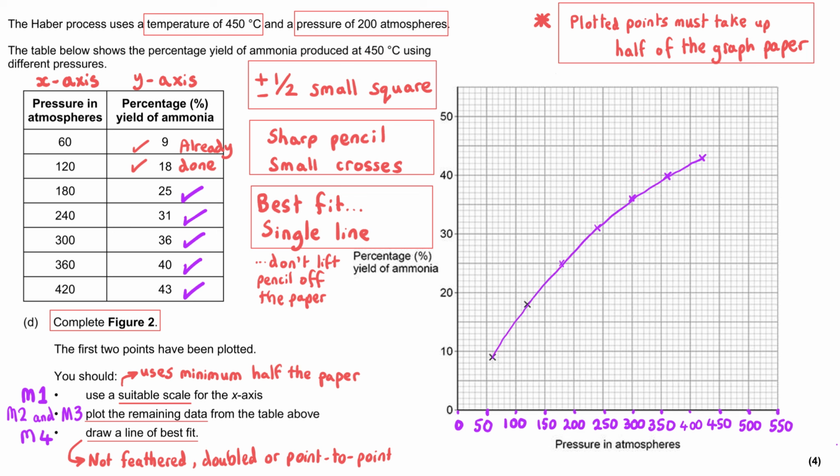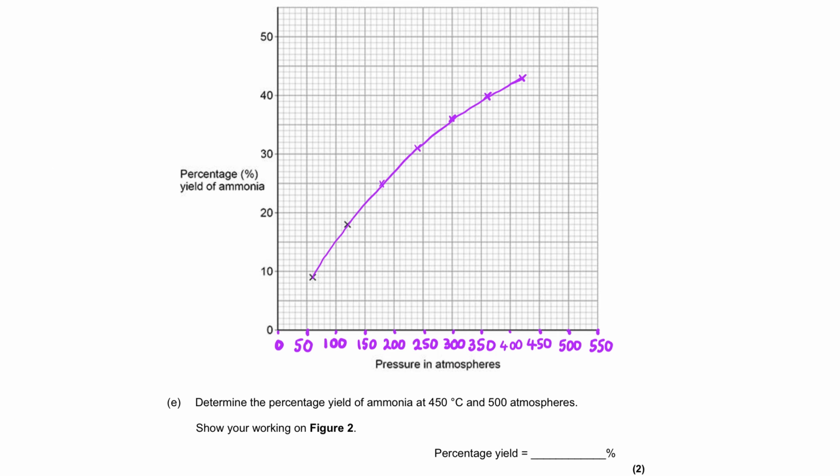It needs to, on this occasion, be a smooth curve like I'm drawing here. And there would be, as I've already said, a little bit of a margin for error, but we need to draw a smooth line that is not feathered and is not too thick. And then we're told to determine the percentage yield of ammonia at 450 degrees C and 500 atmospheres, and show your working on figure 2, which is the graph that we've just drawn.